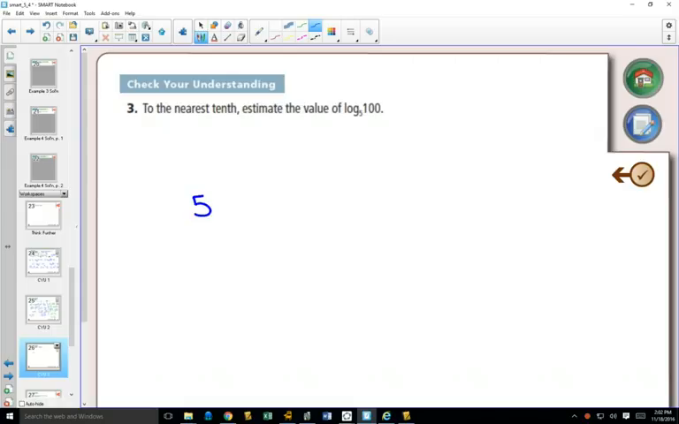5 cubed is 125. 5 squared is 25. So we would guess that somewhere in between 2 and 3, 5 to the something is going to be 100. So you're saying 2.7? Okay. So this is our estimate that that's going to equal 100.